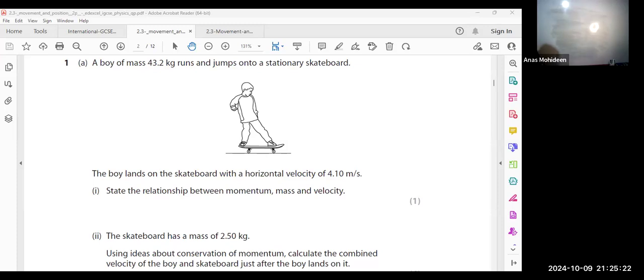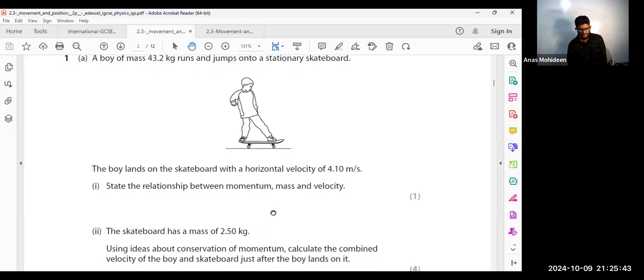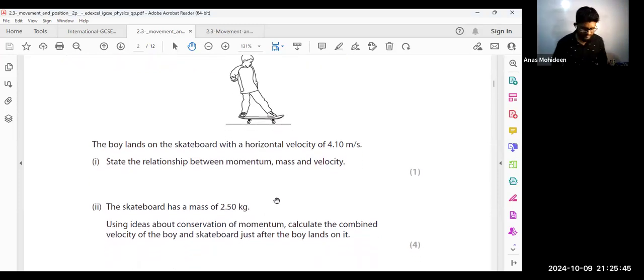Okay. So give me the answer now. How do we find out the answer here? First thing, state the relationship between momentum, mass, and velocity. So you can write momentum is equal to mass into velocity. Okay. Second question.